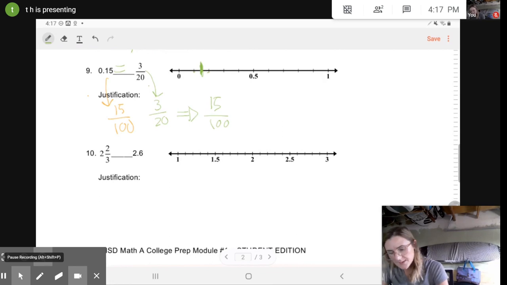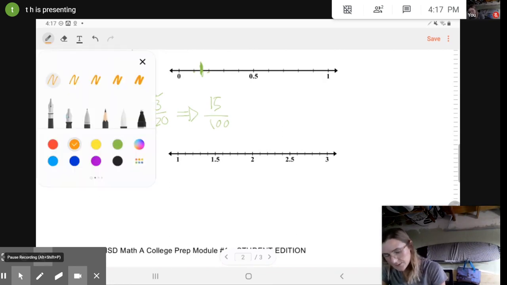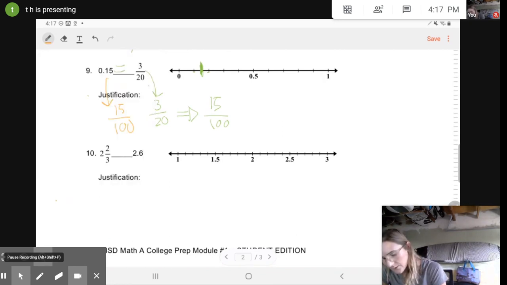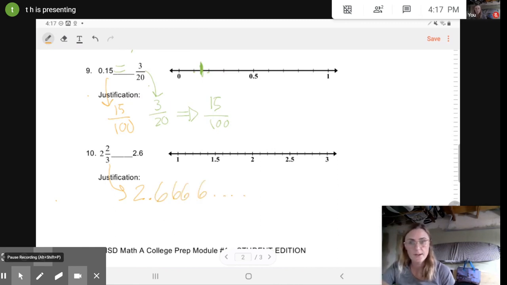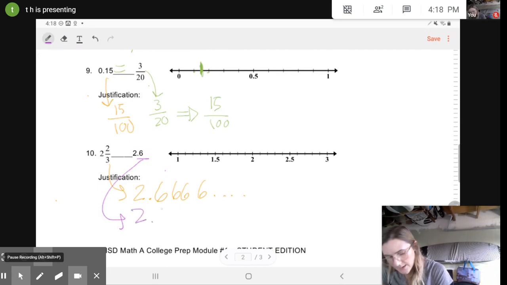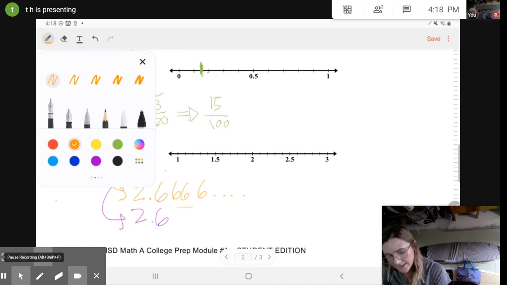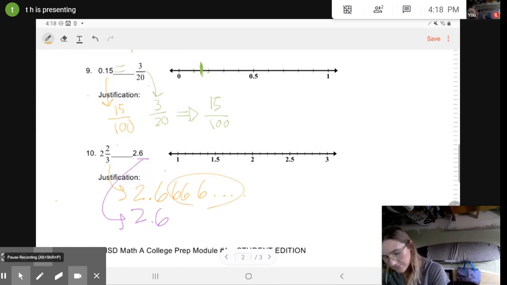Okay, 2 and 2/3 and 2.6. Okay, so 2 and 2/3. Well, I know that 2/3, when you divide 2 by 3, is going to get 2.6 repeating forever. It's going to go on forever and ever. 2.6, though, is just 2.6. So my 2 and 2/3 is going to be slightly larger, so I'm going to write a greater than sign.